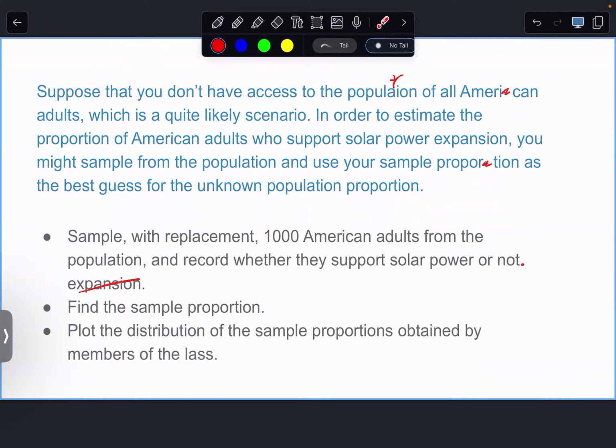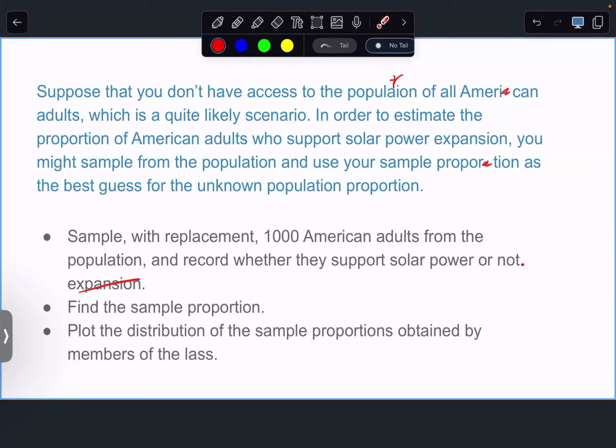Suppose that you don't have access to the population of all American adults, which is definitely very likely. Then what you would do in order to estimate the proportion of American adults who support solar power expansion, you might get a sample from the population and use your sample proportion as the best guess for this unknown population proportion.